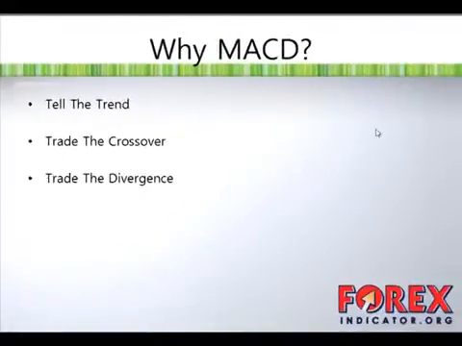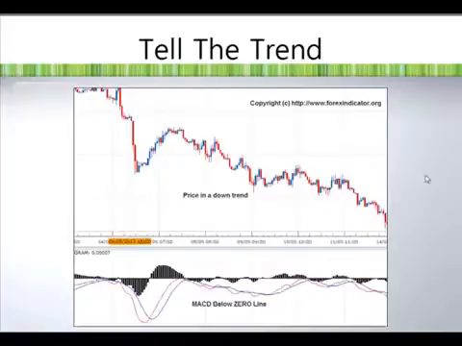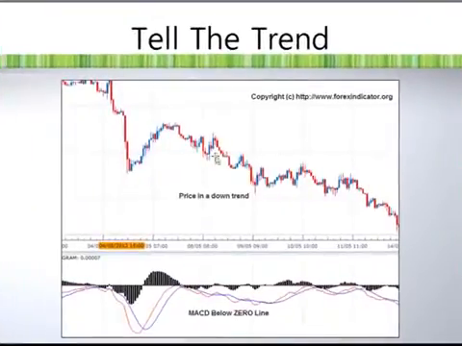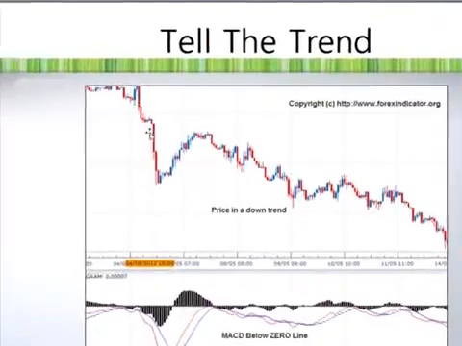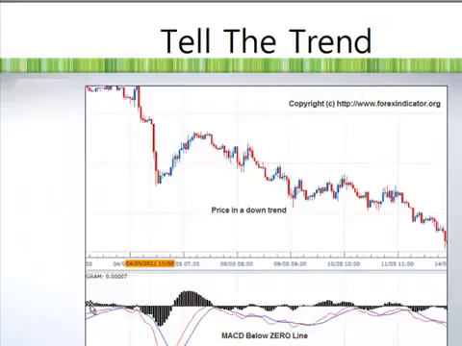First of all, let's go through how I use the MACD to tell the trend. Let's take a look at this picture here. You can see that the price is moving in a strong downtrend, moving down all the way. How can the MACD indicator help us identify that it is in a strong downtrend? You can see that this horizontal line that I'm showing you here is the zero line.